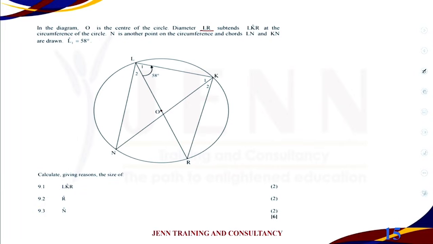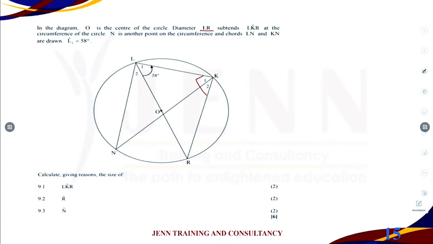Remember, in the statement, they have mentioned the diameter. Remember, I said if a diameter is given, the angle subtended by the diameter is 90. So you are told from the statement that LR is a diameter. So if LR is a diameter, that simply means angle LKR, which means this angle, is 90. Angle in a semicircle.